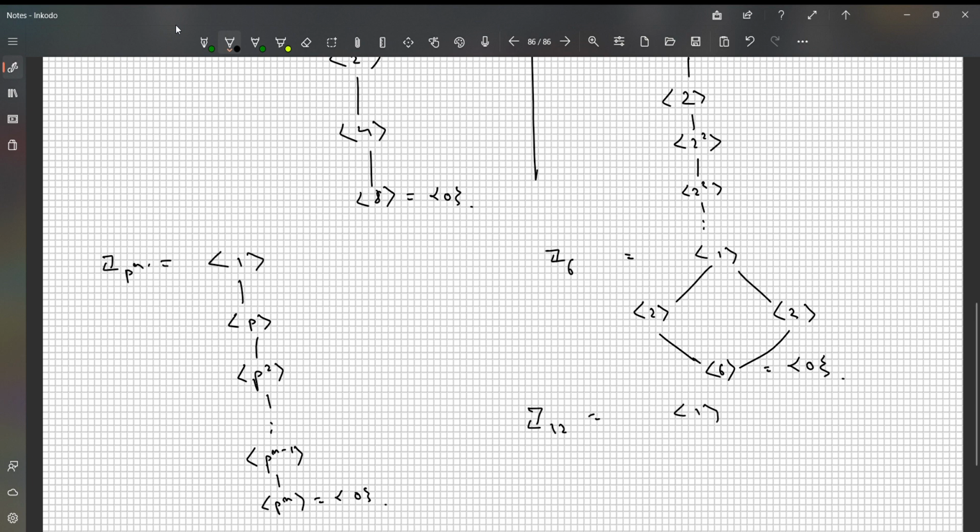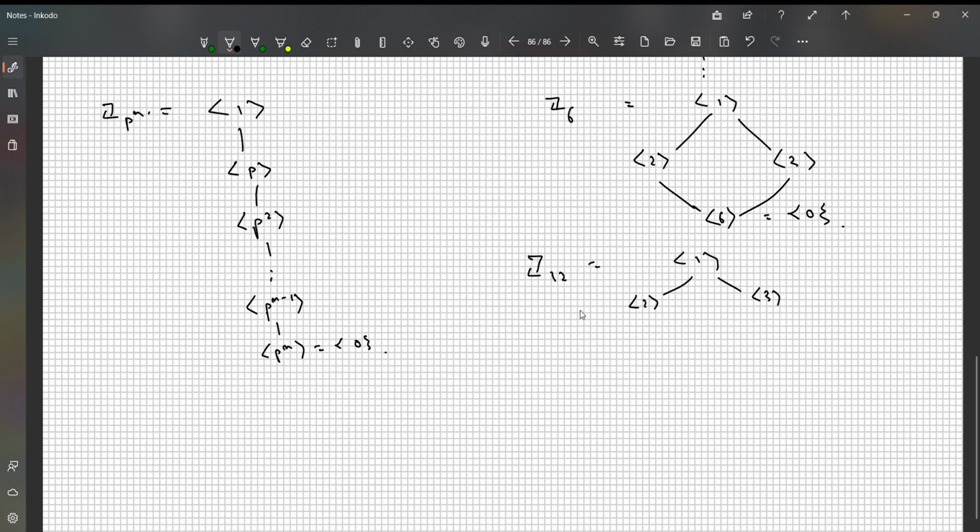Similarly, let's consider Z12. Z12 is generated by 1. So it has two distinct subgroups, generated by 2 and generated by 3. Then the other possible subgroups. So we are going through the factors of 12, right? So we have 1, 2, 3, 4, 6 and 12, right? So 4 will obviously be a subgroup of 2, and 6 is also a subgroup of 2 because obviously 2 divides 6. So m is a subgroup of n if and only if m divides n. Right?